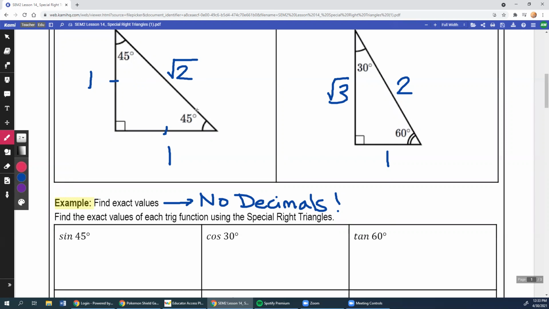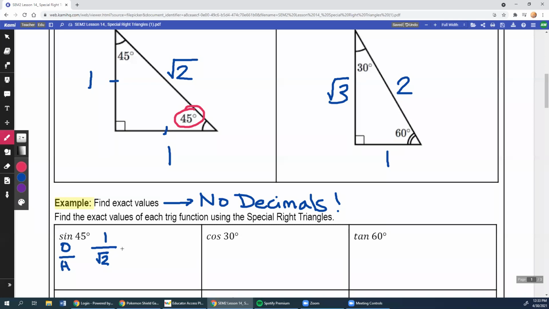Now, because there are 2 45s, you just pick the 45 you want to use. I like to use the bottom 45. You could use the top 45. It will get you the same answer. So here we go. Now remember, sine is opposite over hypotenuse. So my opposite from 45 degrees is 1. And then my hypotenuse is square root 2. But we're not done yet.